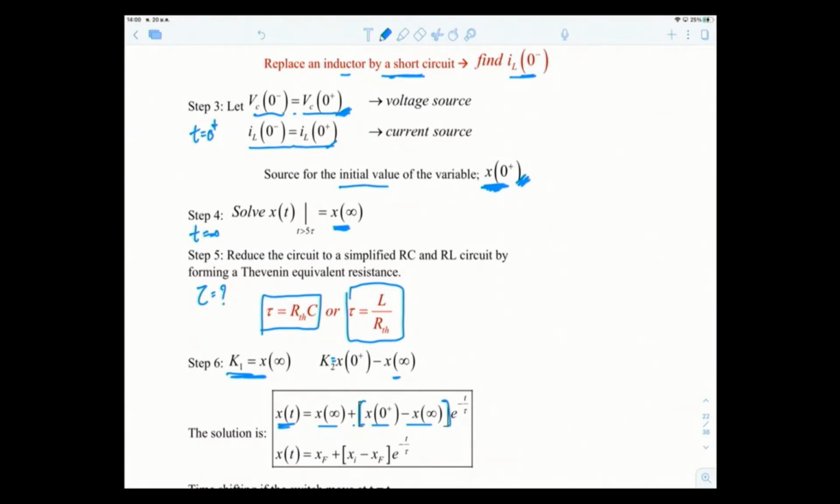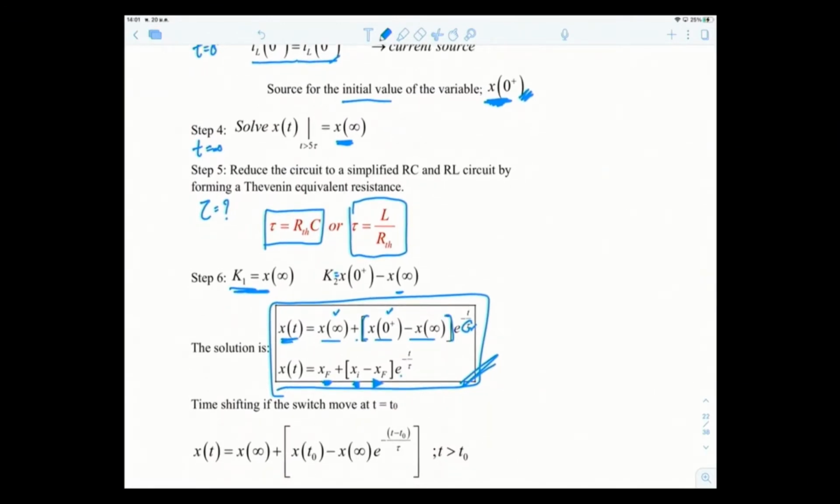In other words, your solution consists of x final, the final value of the parameter that you want to find, plus x initial minus x final, times e to the minus t over tau. So that's the steps. There are only 6 steps. You remember this formula, the form of the solution. You have to find two values from the circuit, the initial and final values, and tau, the third value. So there are 3 values that you have to find from the circuit, which makes life much easier for you.